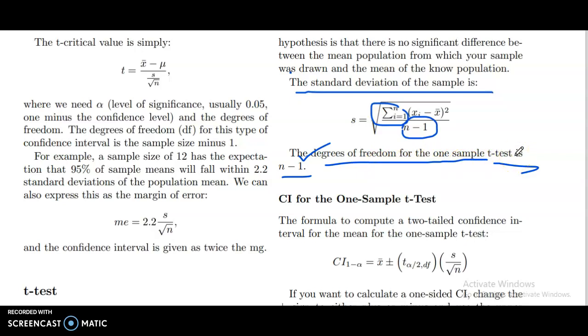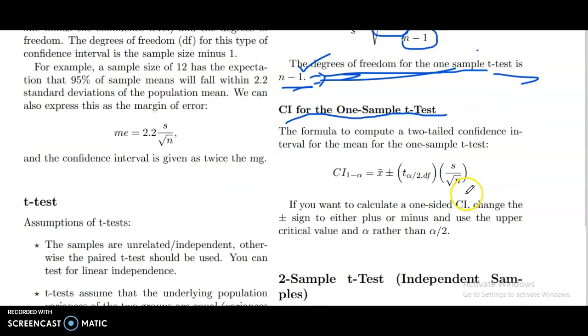That's why we are mentioning the degrees of freedom for the one sample t test is n minus 1. For example, if there are 50 samples, then it is 49 here. So the degrees of freedom is 49, like that. Okay, then we are going to discuss the CI for the one sample t test.